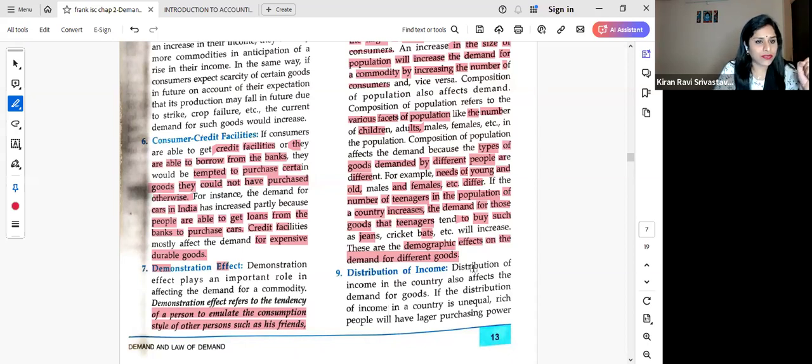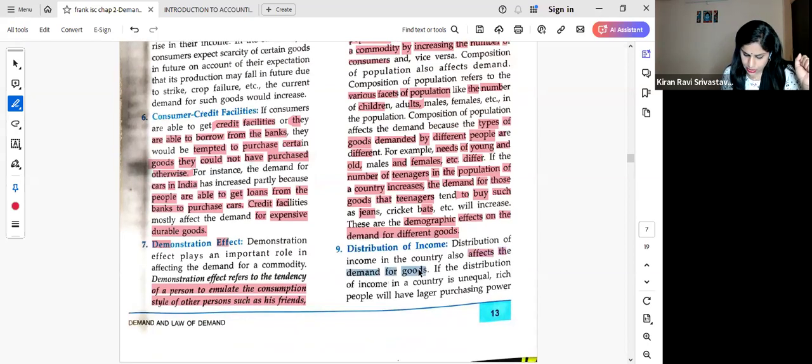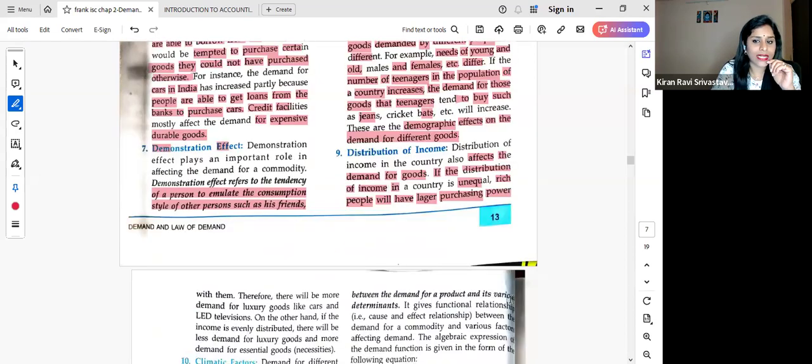Okay, so these kinds of distribution happen. Distribution of income in the country also affects the demand for goods. If the distribution of income in a country is unequal, rich people will have larger purchasing power. If you go to Bombay, South Bombay, it's called Sobo. South Bombay is considered very posh. If you go to Delhi, South Delhi is considered very posh. So rich people live there. The goods demanded in those areas will be different. All the affluent malls and affluent brands will be mostly located in the south of these cities. So that is how distribution of income matters.